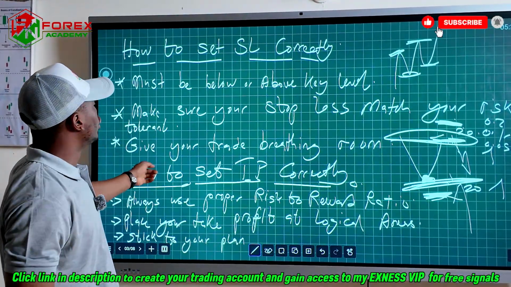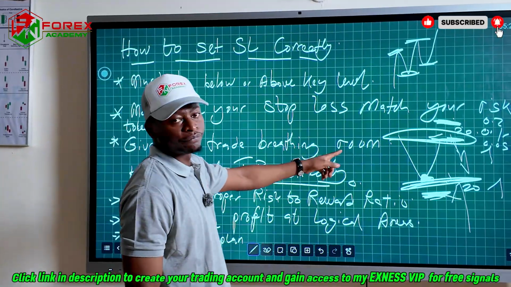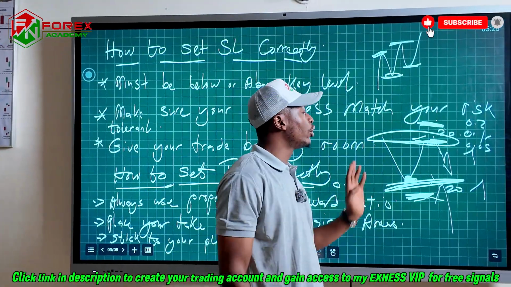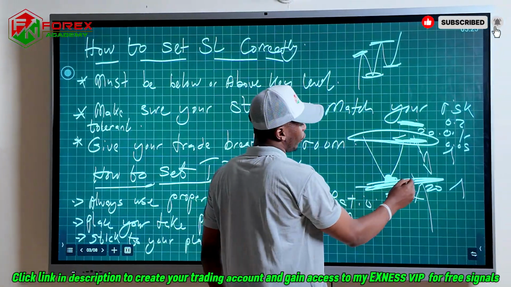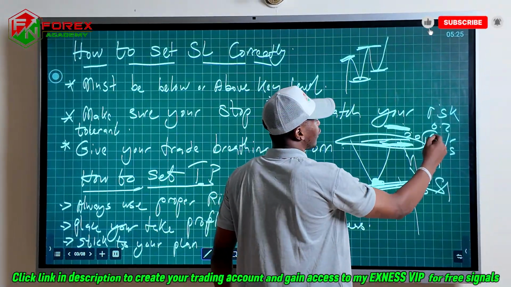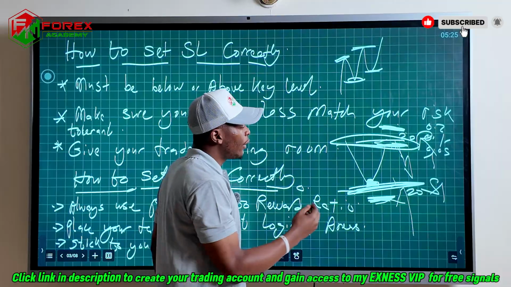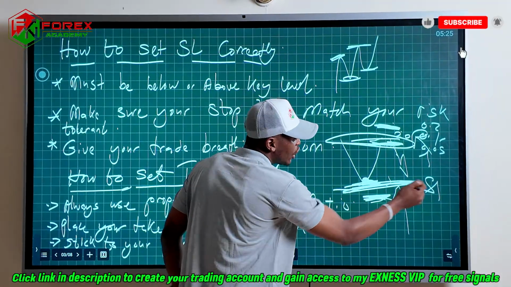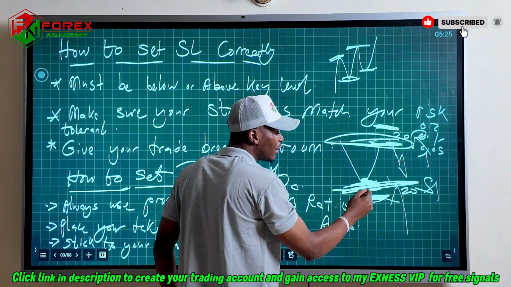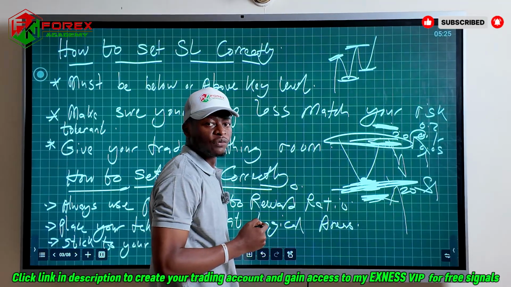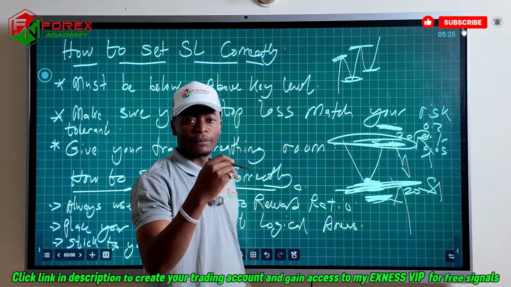The next point: give your trade breathing room. When we talk about giving your trade breathing room, I'm still going to work on this example. Our support level here, our resistance level here, right? You don't want to place a trade on the support level, then put your stop loss on the same support level, right? The market consolidates at times.